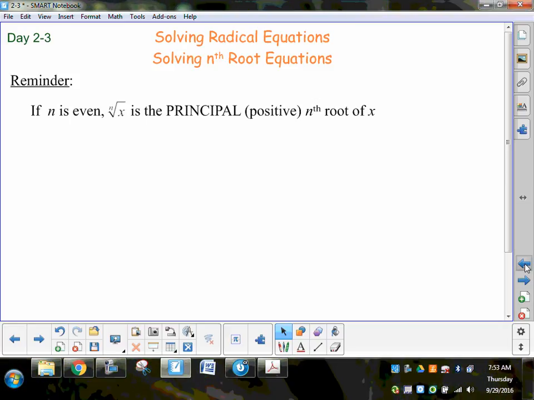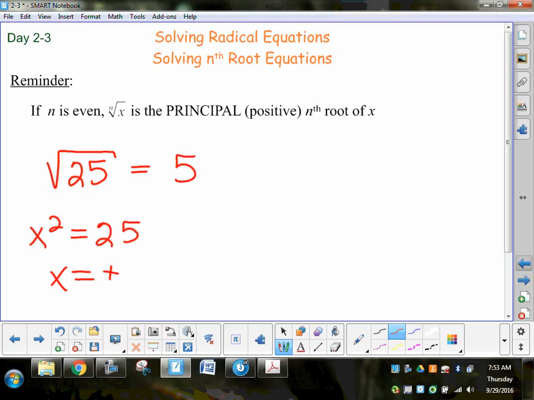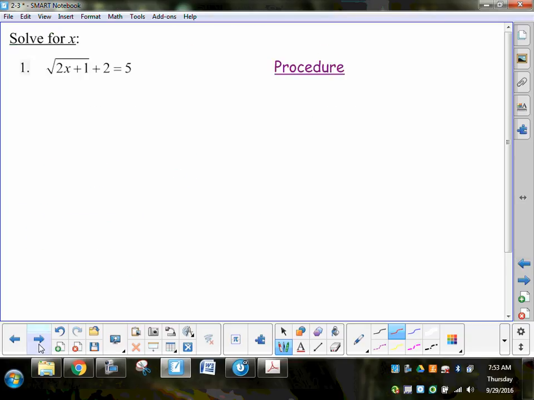So what we're talking about is, if I give you the square root of 25, the answer is 5. It's not plus or minus. If you have x squared equals 25, then x is equal to plus or minus 5. That's the difference. Remember we told you, if it's squared, you have two potential answers. But the principal root is only the positive one if your index is even. You don't do plus or minus. Do we have this down? All right. Take a look at our first question.